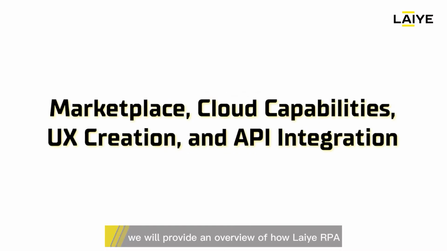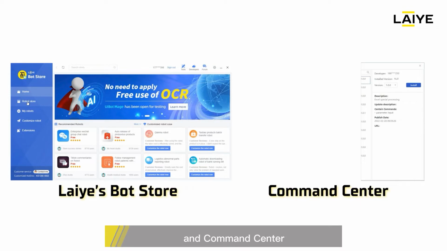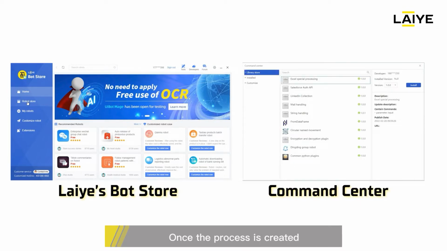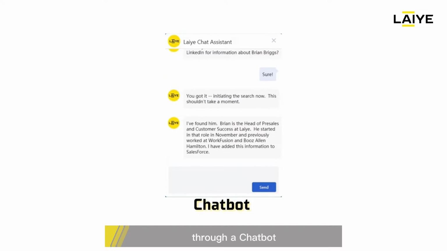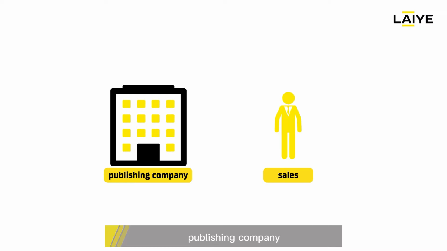In this video, we will provide an overview of how Laie RPA enables users to leverage the marketplace, cloud capabilities, UX creation, and API integration. To demonstrate this, we will start by demonstrating how to build and customize a process using Laie's bot store and command center. Once the process is created, we will demonstrate how the end user interacts with the finished process through a chatbot. In this case, the end user is a sales executive at a well-known publishing company.